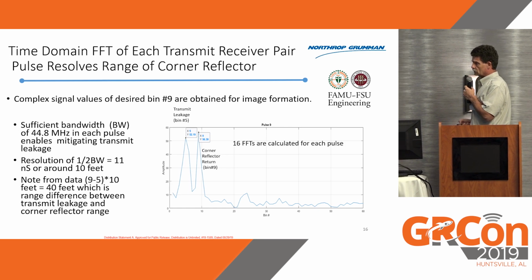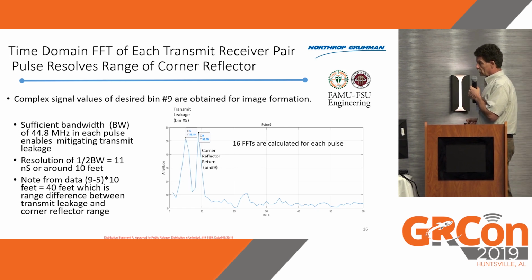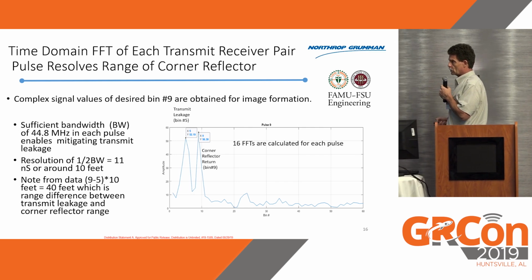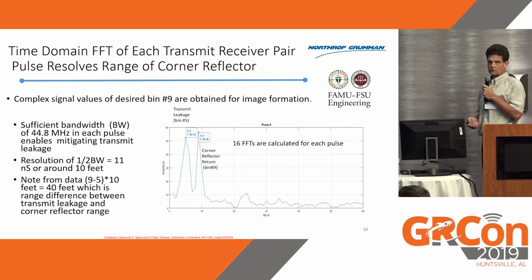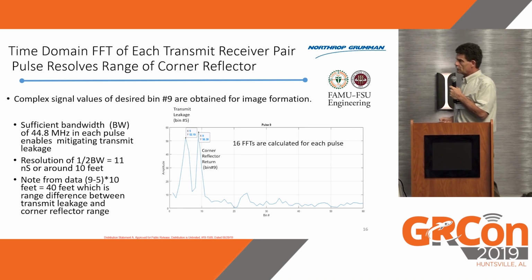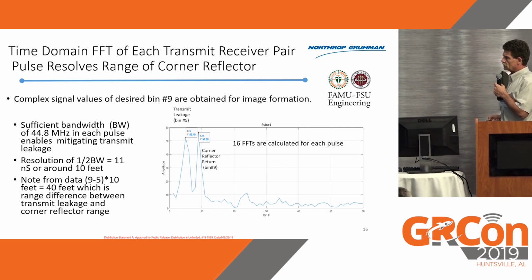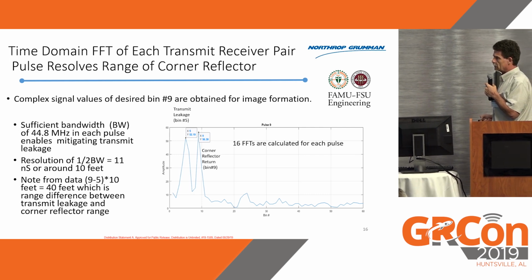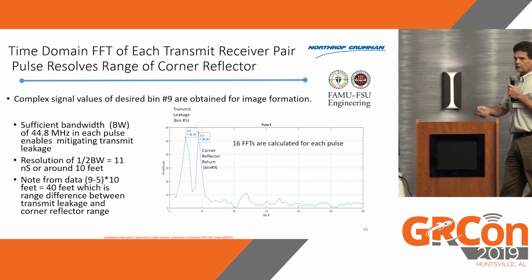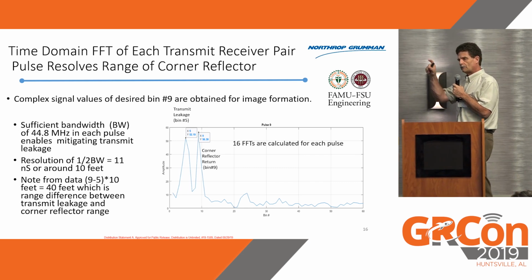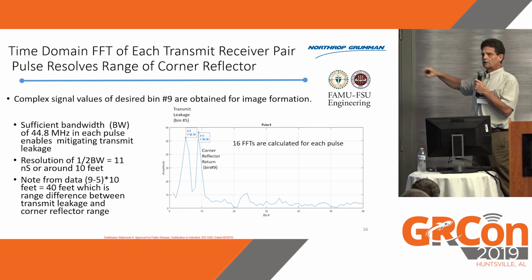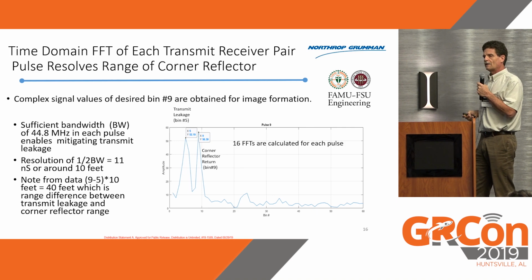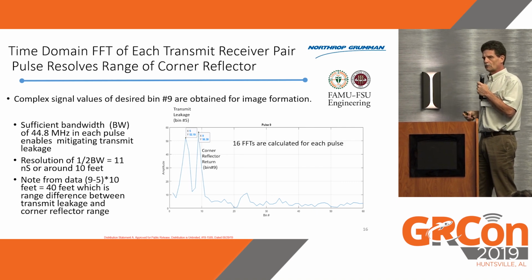So if you have 10 feet of resolution, it turns out that, guess what? This is right about where it should be. So the corner reflector's here, the leakage is here. So now, very important, I can filter out this transmit leakage because it's at a separate frequency. So now what I do is for each one of those 16 pulses, I grab this bin here, I grab the peak, and I grab the I and Q phase. And now I form 16 I and Qs and then I'm going to Fourier transform in the spatial domain, and then it'll tell me the angle of arrival of the energy that came from each corner reflector.